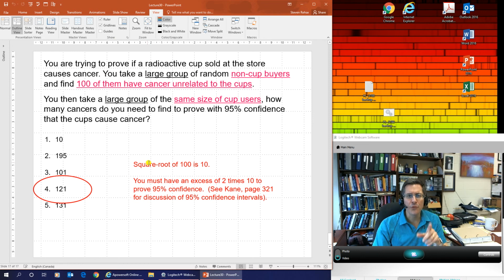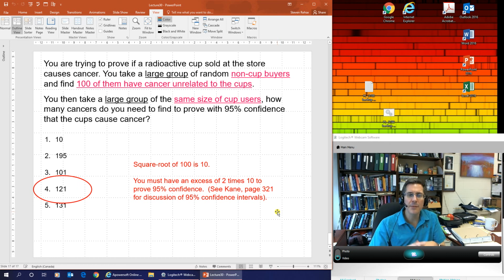Well, the square root of 100 is 10. So in the group that you tested without ever having encountered a cup, it's 100 plus or minus 10 as the uncertainty on that. And to be more than 95% confident of an excess requires an excess of 2 times 10, which we call a 2 sigma deviation. See Kane, page 321, for a discussion of 95% confidence intervals.